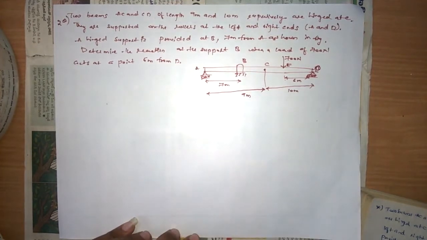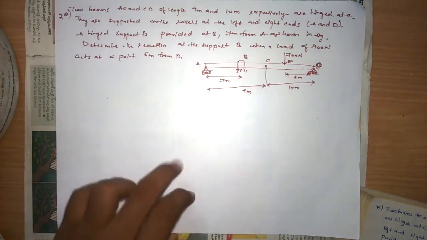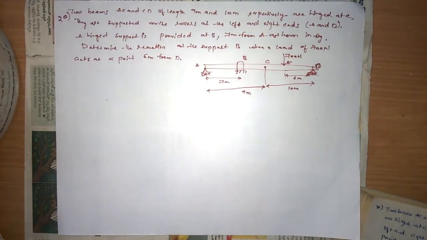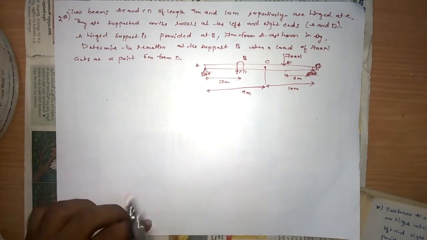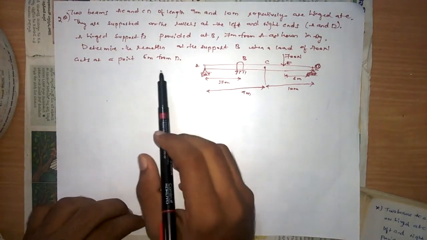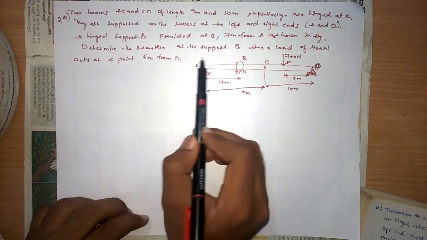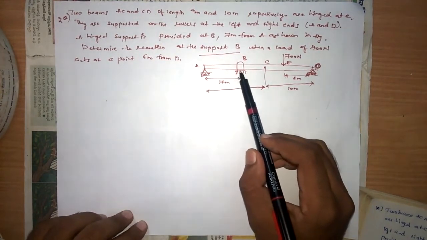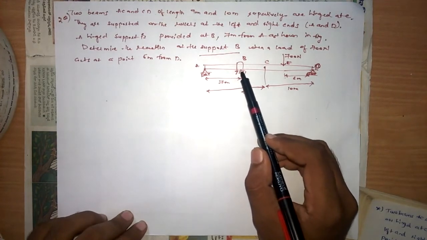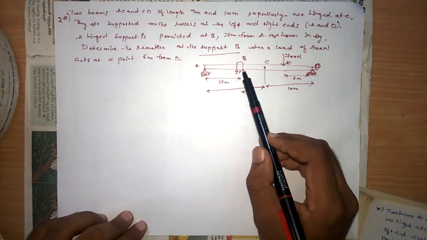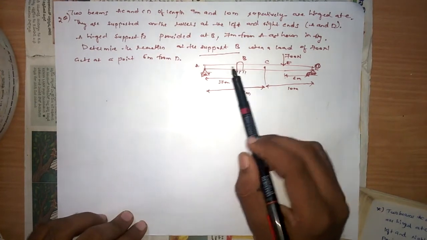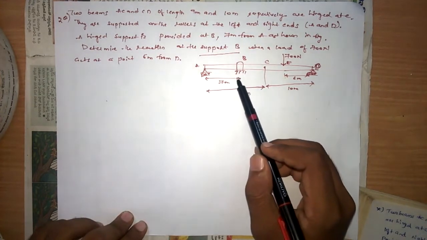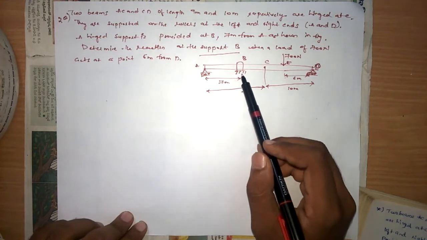Before solving this problem, note that it should be solved using the principle of virtual work. To solve it, we first look at where we are asked to find the reaction. We are asked to find the reaction at support B. Wherever we have to find the reaction, there must be a virtual displacement at that point.